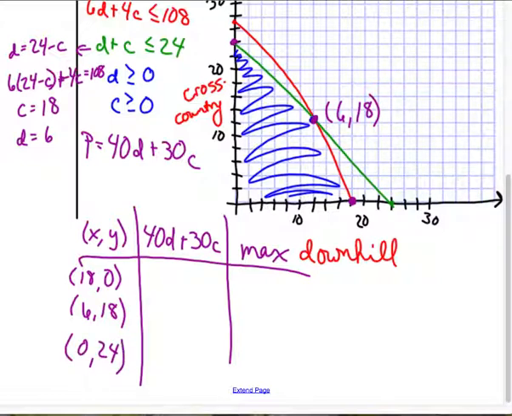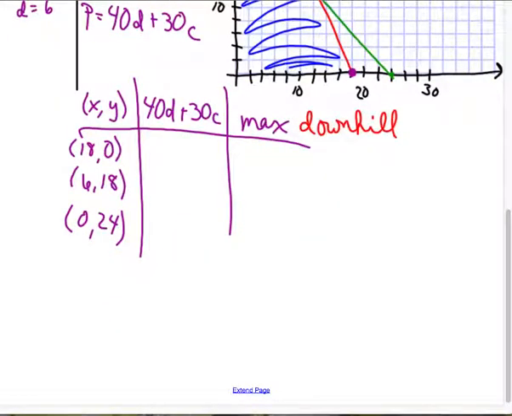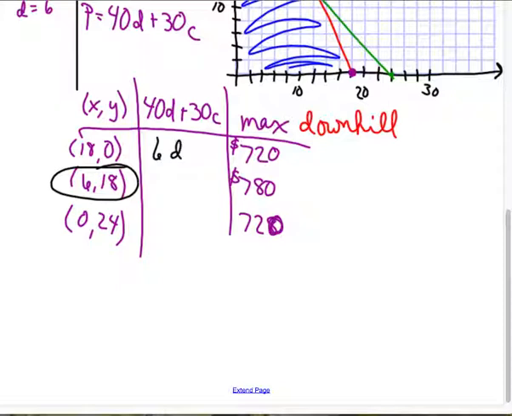All right, so substituting those, and I would assume that fabricating cross country and downhill skis together would maximize profit, but we have to check those other ones, just in case. Our first one would give us a profit of 720. The second one would give us a profit of 780. And our last one would give us a profit of 720. So again, making 6 downhill skis and 18 cross-country skis would maximize the profit for this company.